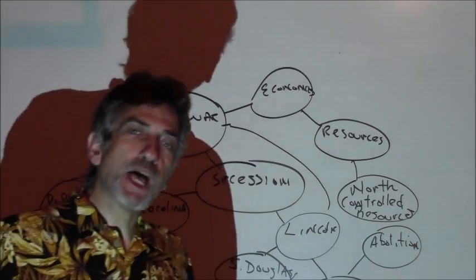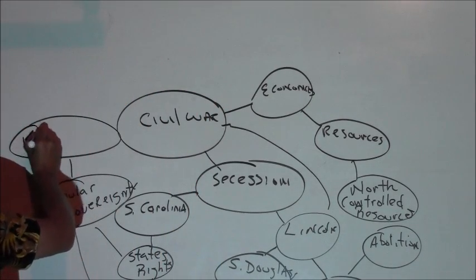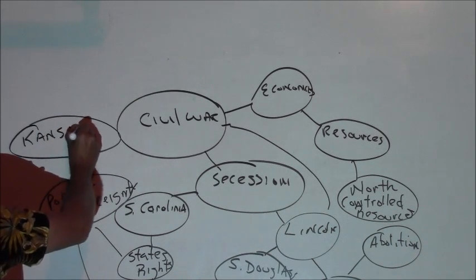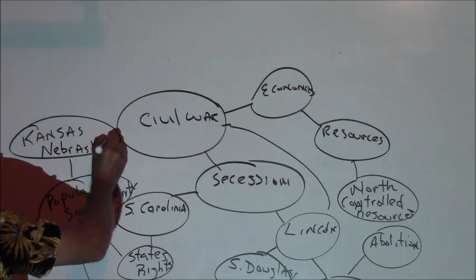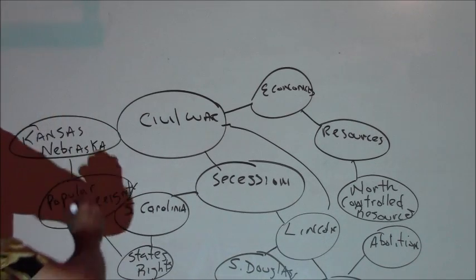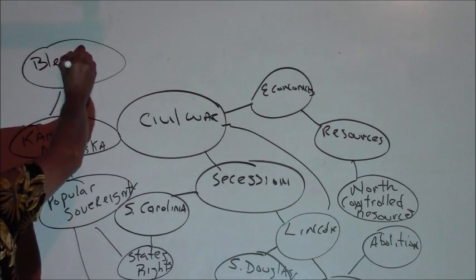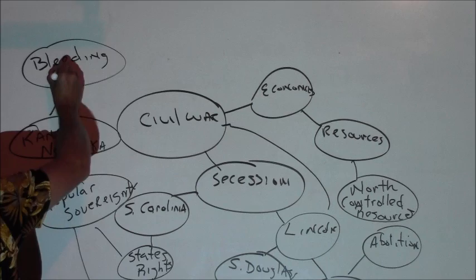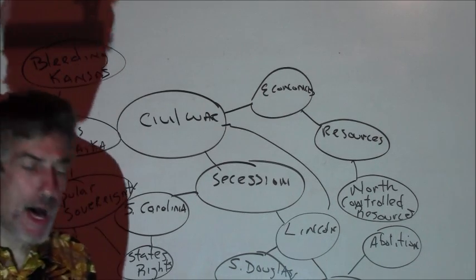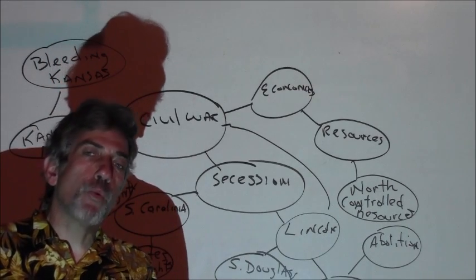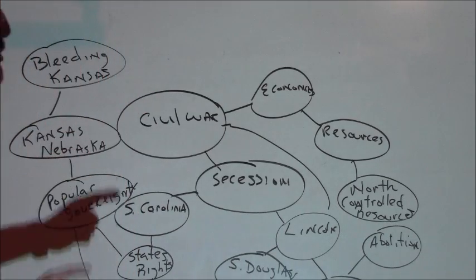Now, with popular sovereignty, I can go up here to Kansas, Nebraska. And from Kansas, Nebraska, I can go to Bleeding Kansas. I can keep going on and on and on like this to get what really causes a civil war. And you notice what's not there? I don't have the word slavery up there.